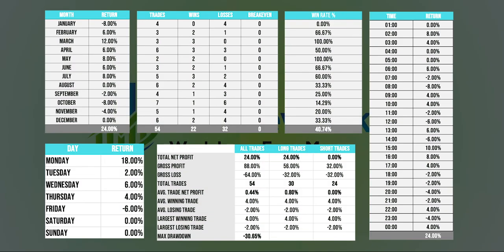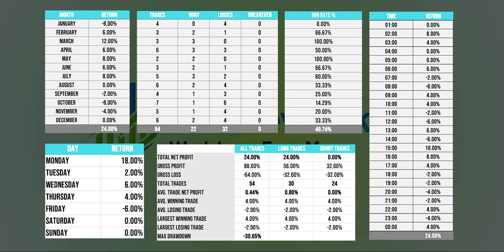So the results are in, and this is what they look like. Okay, I was pretty impressed with this strategy. I must admit, I didn't go in with high hopes, but as you can see over here on the left hand side, it took 24% across the year, which is pretty good. It had a 40.74% win rate. Not the best, but with the 2-to-1 strategy, it does, as you can see, make us profitable.